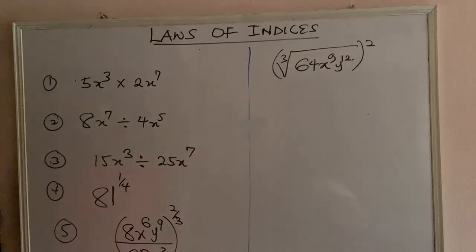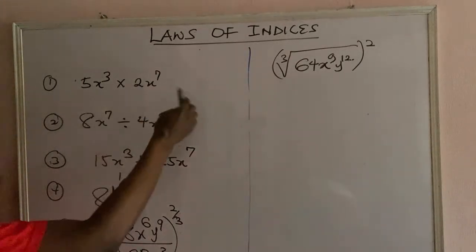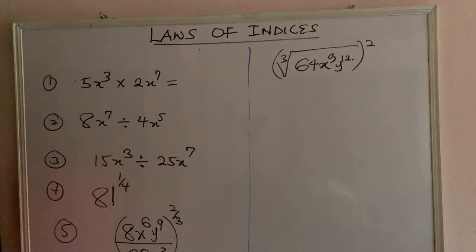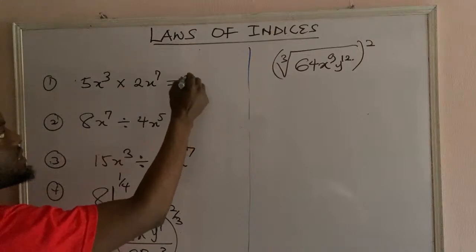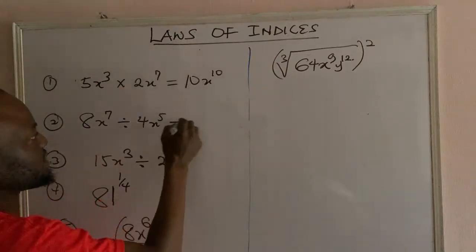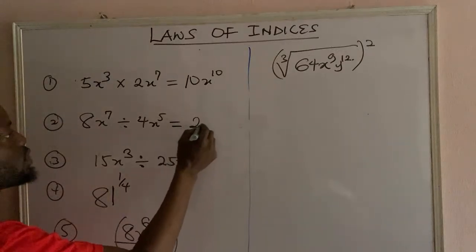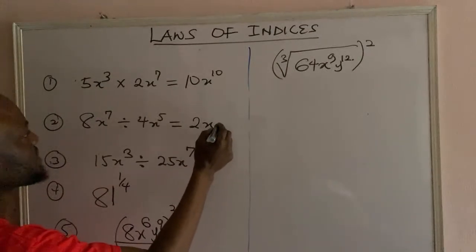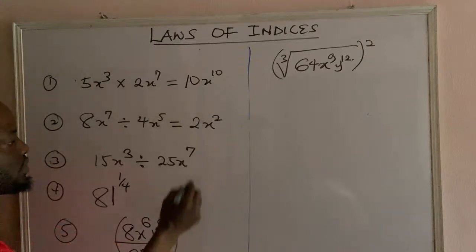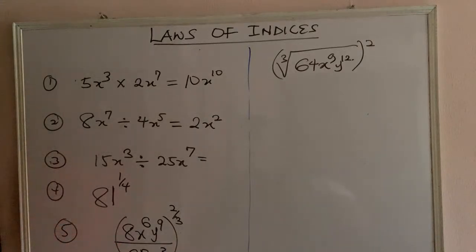Now, if you look at this, for this, just give me the answer straight away. The answer will be 10x to the 10. For this, the answer will be 2x to the 2. For this, now, you can see that this will give you a fraction.